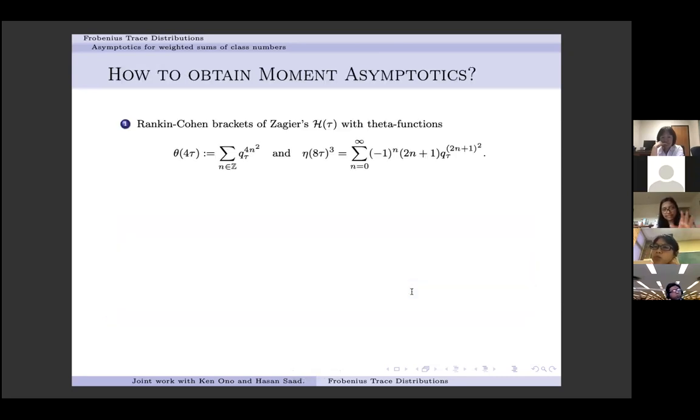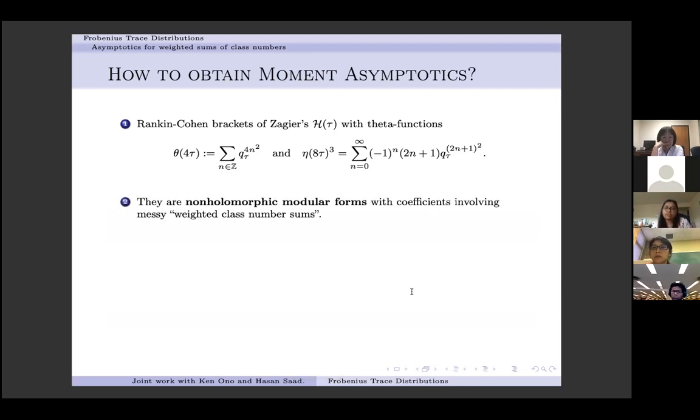So I'm briefly giving you the structure of how we obtain the asymptotics. I apologize because I won't give you the full, detailed calculation for these asymptotic formulas. I'll just give you the main tools that we are using. Here, we have this Jacobi function, h of tau, and we use these two theta functions, and then we apply the Cohen-Rankin bracket operators for these two pairs of functions separately. When we apply the Cohen-Rankin bracket for these two pairs of functions, we obtain non-holomorphic modular forms, where the coefficients of those modular forms are some weighted class number formulas. And after treating those coefficients carefully, we obtain the formulas that we need to estimate.